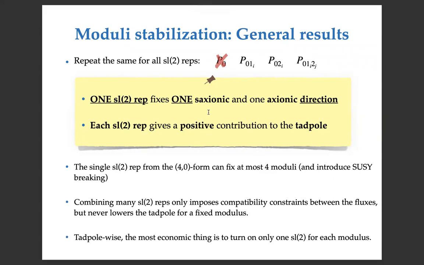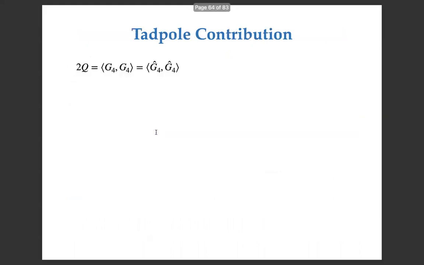So tadpole-wise, the most economic thing to do is to turn on one SL2 representation for each modulus. And then, as we saw, we get at least one positive contribution to the tadpole for each SL2 representation. So basically, this is it. Let me very quickly go to the result and then finish.